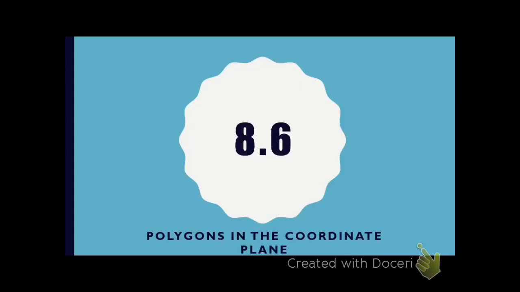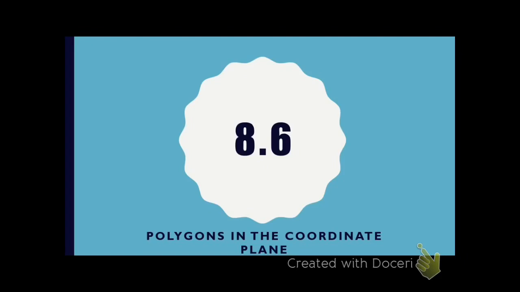All right, guys, today this is our last section that we're going to be doing for Chapter 8 for this school year. We will take a test next week over the sections that we have covered, sections 1 through 6. All right, so this section is 8.6 called Polygons in the Coordinate Plane.